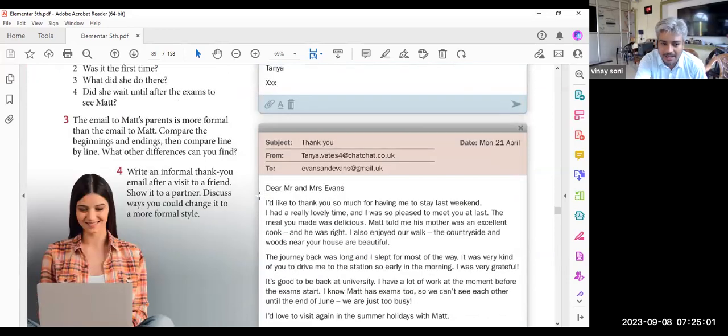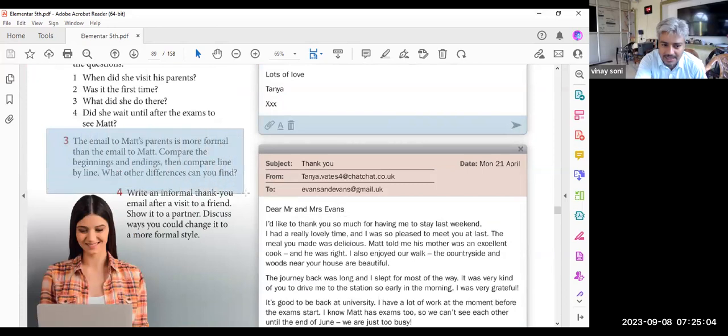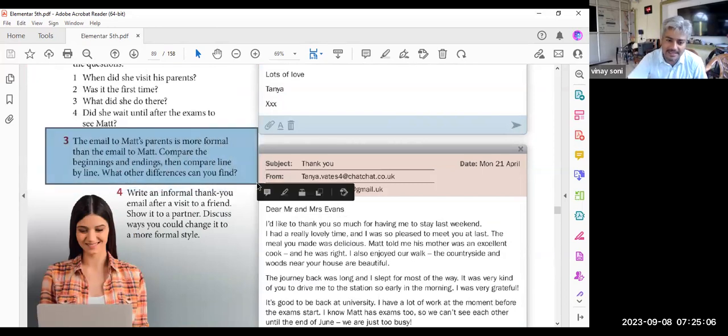I hope you guys appreciated the task in exercise 3. Exercise 3 says you have to compare the two emails line by line, the beginning, the endings, and the whole email, and notice how she's expressing the same ideas in 2 different ways, one to her boyfriend and then to her boyfriend's parents. You will notice some differences, and that's the difference between formal and informal English.